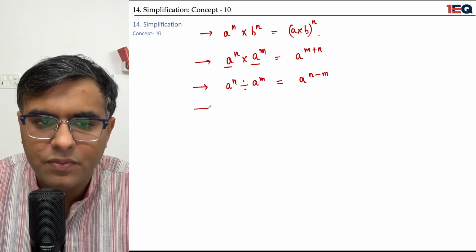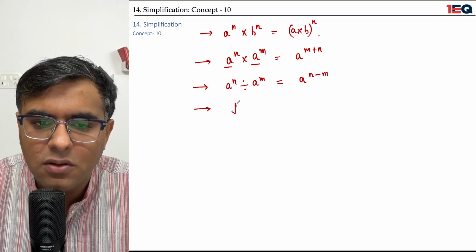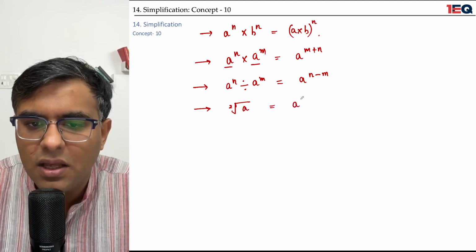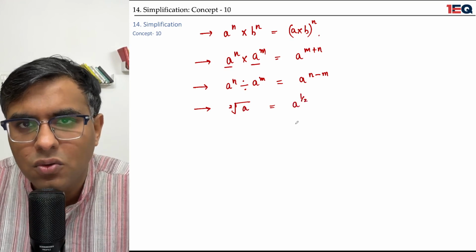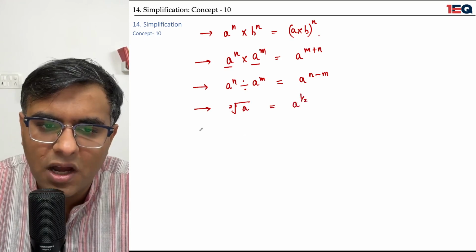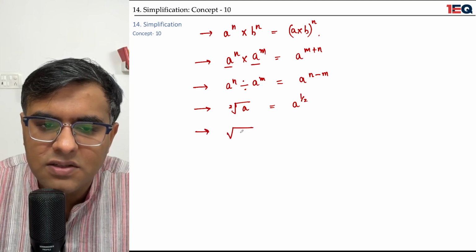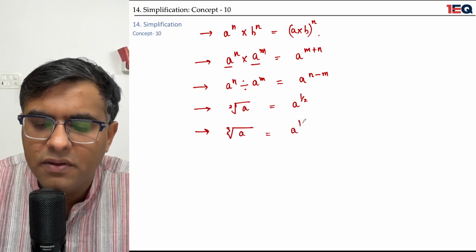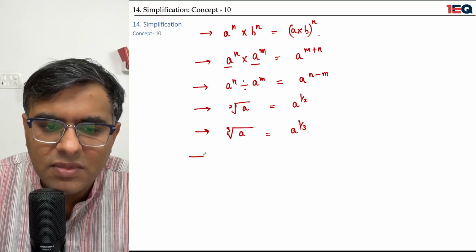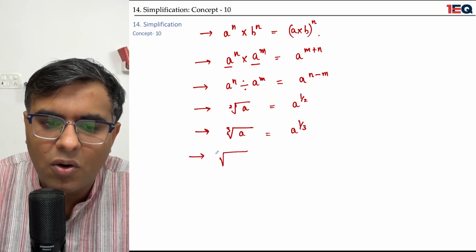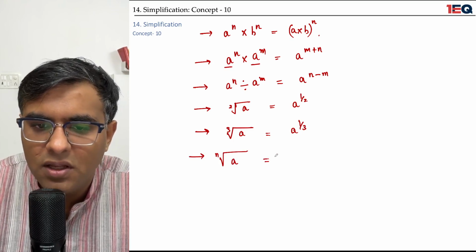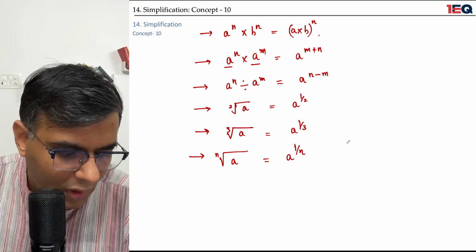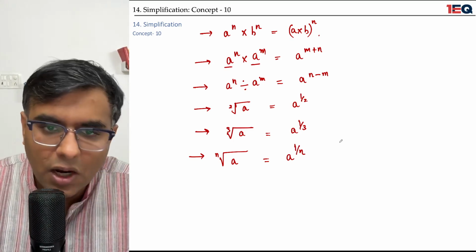Similarly, when there is a root situation, let's assume this is a square root situation, then we can say that a raised to the power half is equal to root a. Similarly, when there is a situation of cube root of a, that would give me a raised to the power 1 by 3. Similarly, if there is a root of the order n applied on a, I can say that a raised to the power 1 by n is my output.